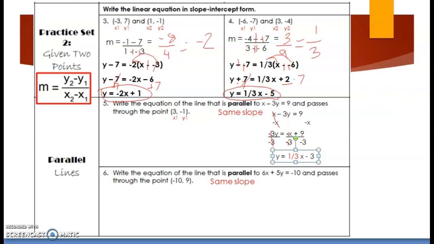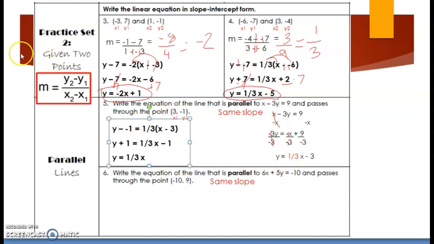That 1/3 I put in red, that's because that's our slope. The number in front of x, our m. So if I want a line parallel, I want the same slope. I want the line to have a slope of 1/3. And now we're going to use that point they give us. It passes through the point 3, negative 1. Once I know the slope, I have a point, I plug it into point-slope form. I get y minus negative 1, which really means add 1, equals 1/3 times x minus 3.